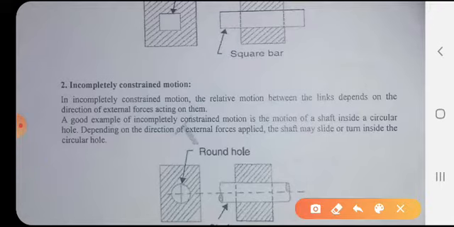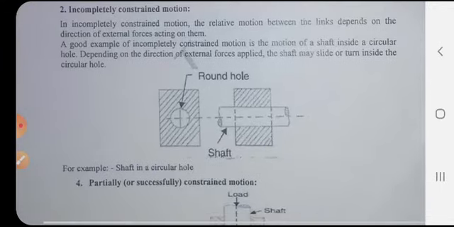And now let us discuss what is incompletely constant motion. When the motion between the two elements of a pair can take place in more than one direction and depends upon the direction of the force applied, then the motion is called incompletely constant motion. The change in the direction of applied force can change the direction of relative motion between the pair. For example, the shaft may slide or turn inside the circular hole.